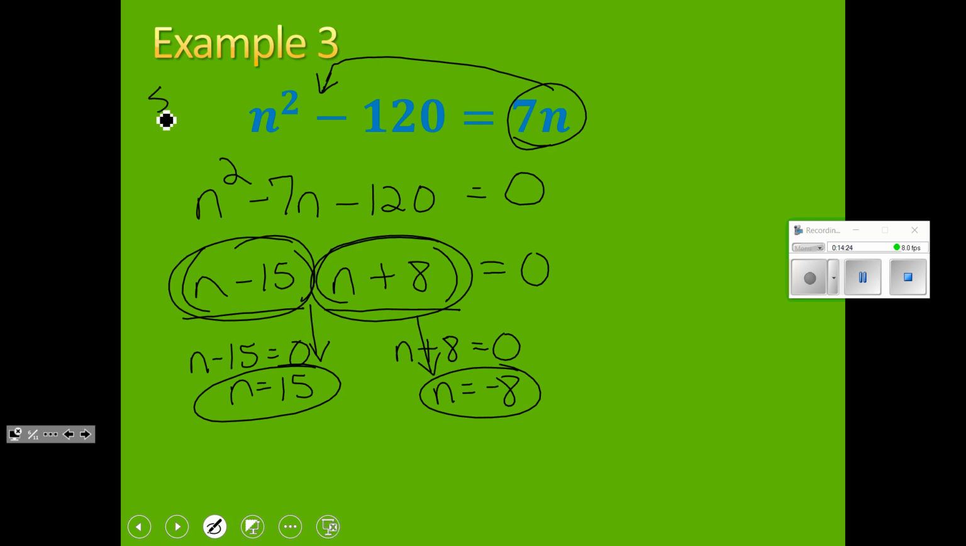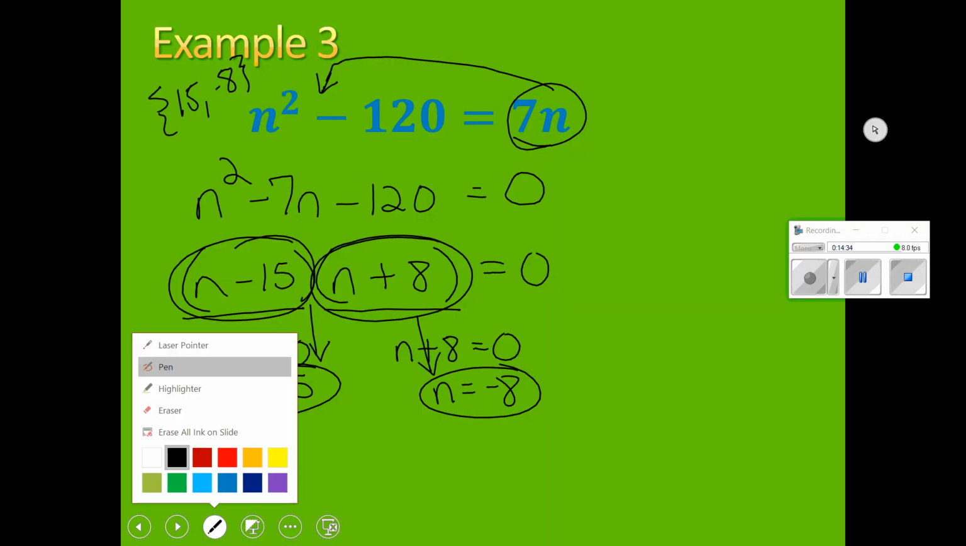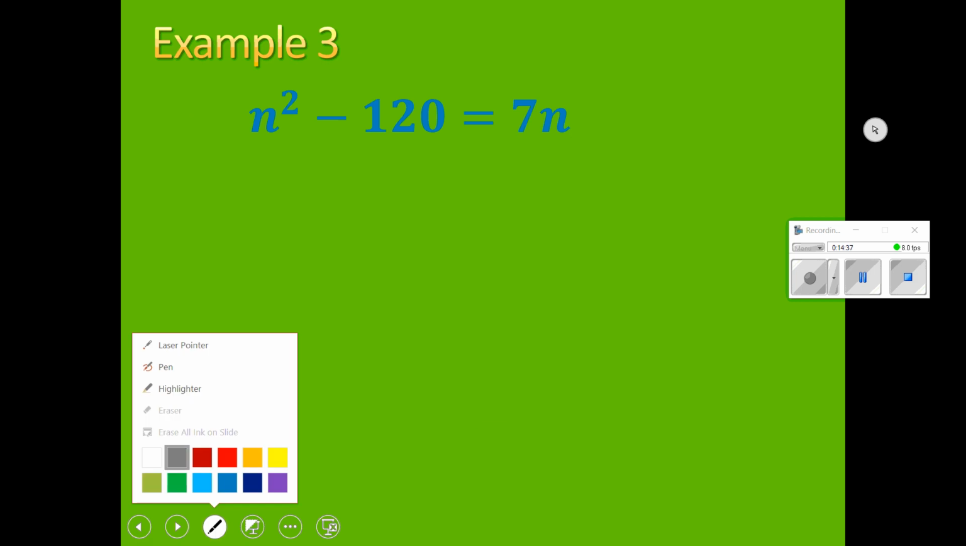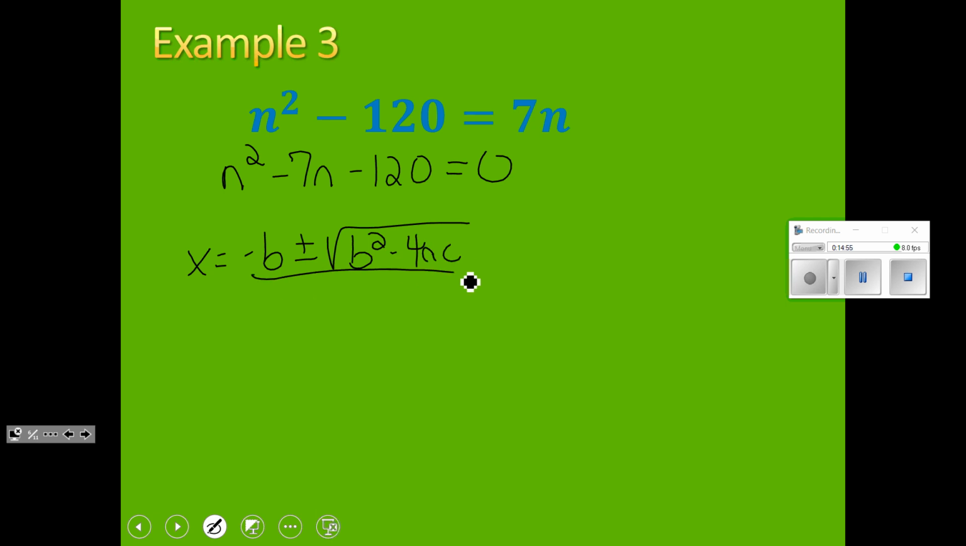So let's see if we get 15 and negative 8 if we use the formula. Okay. So you still got to set it equal to 0. You still got to put it in standard form, so in the correct order: degree of 2, degree of 1, degree of 0. x equals negative b plus or minus the square root of b squared minus 4ac all over 2a. So a, b, c. a is equal to 1, b is equal to negative 7, c is equal to negative 120. Let's do our discriminant first.